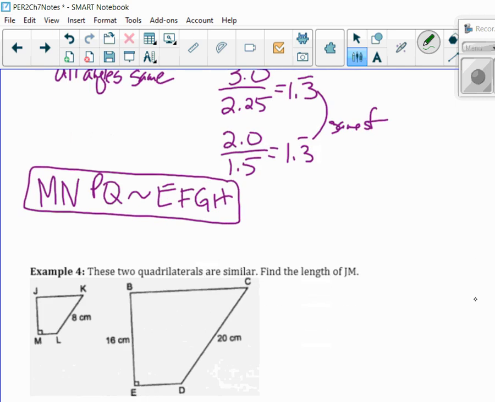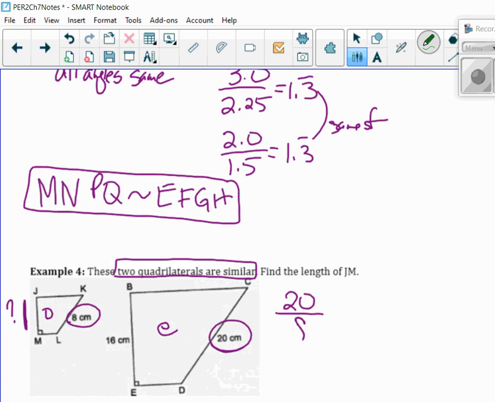All right. Example 4, are these two similar? Oh, sorry. They're not asking if they're similar. They're saying to find JM. In order to do this, because they state that they're similar, that means the corresponding sides are proportional. So again, I'm going to make this my enlargement, this my original. They're trying to say, figure out what that length right there is. Does everybody see that this 20 corresponds with the 8? So I'm going to put 20 over 8, and I get a scale factor that way.